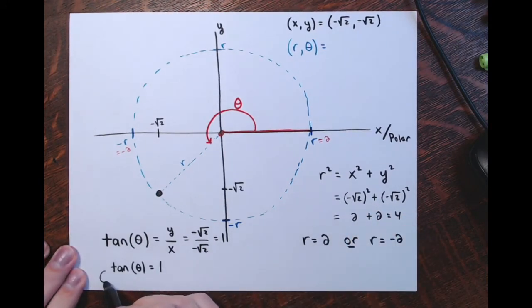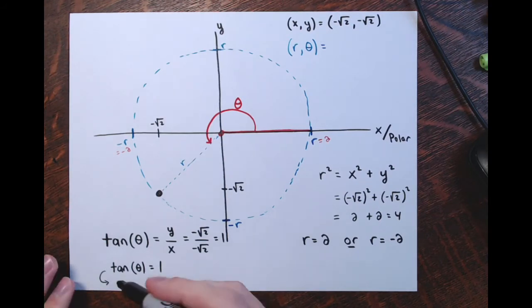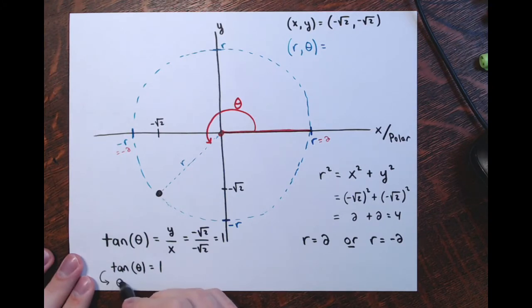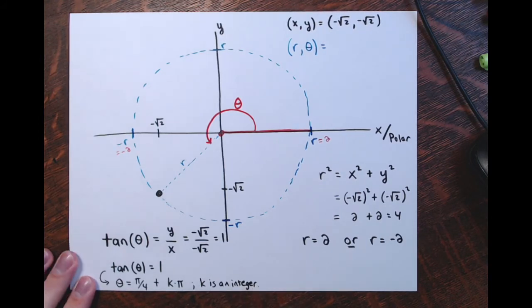Now it's very easy to solve a simple tangent equation like this, right? I just need to think of one angle that works and then just keep adding pi, because remember, the period of tangent was pi. So one angle that would work, theta, would be pi over 4. The tangent of pi over 4 radians was 1. And then I could add any multiple of pi, k times pi, where k is some integer. Right, and that's the value I'll start with.